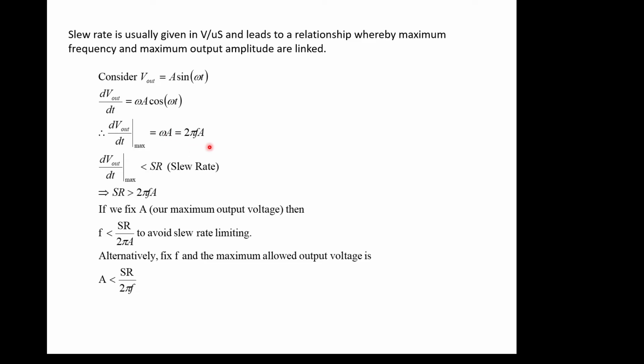So omega A equals 2 pi f A. Well, omega is the same as saying 2 pi f, so we can get f out of this. And that's the slew rate. And so as long as dVout/dt is less than the slew rate, we're going to be okay. So the slew rate has to be bigger than 2 pi f A. And f is the maximum frequency that you want to amplify, and A is the gain that you're expecting. So if the slew rate is bigger than that calculation, your amplifier is okay.